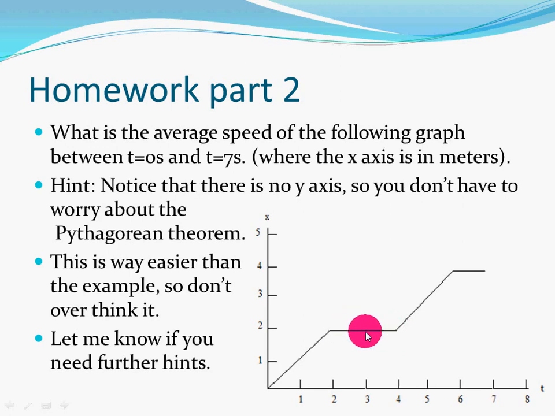So notice my slope is 0. So when the slope is 0, we don't move. Velocity is 0. And then after 4 seconds, we go up again, which means that we're driving again in the positive direction. Had this been a negative slope, we would be driving backwards. Like, let's say I was driving home.